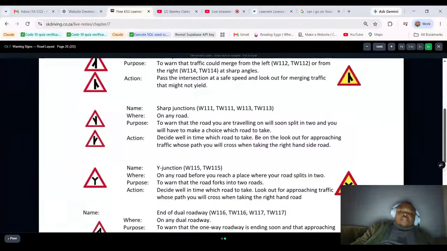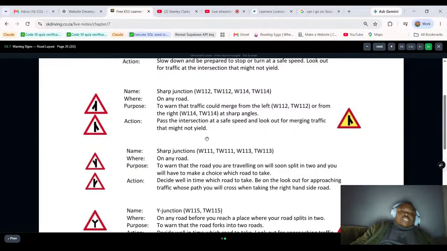And then, these are sharp junctions. We are continuing with sharp junctions. These are shaped differently, to warn you that you are traveling on a road that will soon split into two. When you are traveling on this one, it's going to split, either first to the right or first to the left. So it's to warn you to decide in time which road to take.